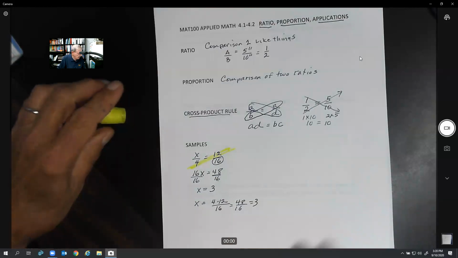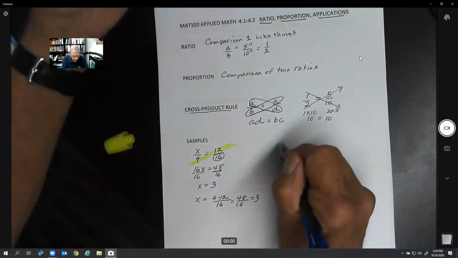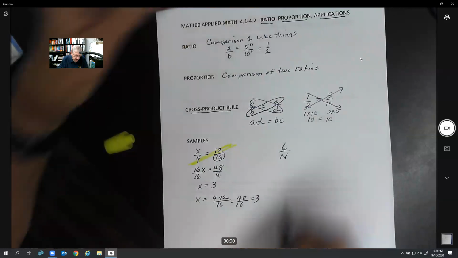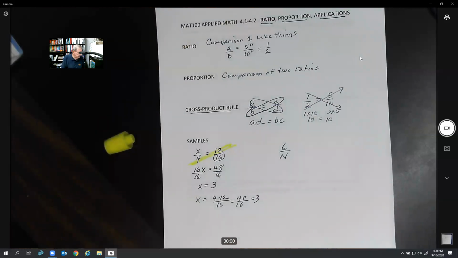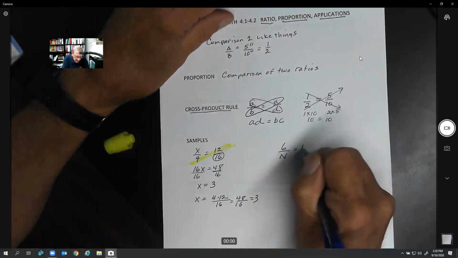Okay, let's try another one. Now, what's nice about this is it doesn't matter what letter you use, you don't always have to use an X. Here we're using an N, trying to find this number. And it doesn't always have to be in the first spot. It could be anywhere.